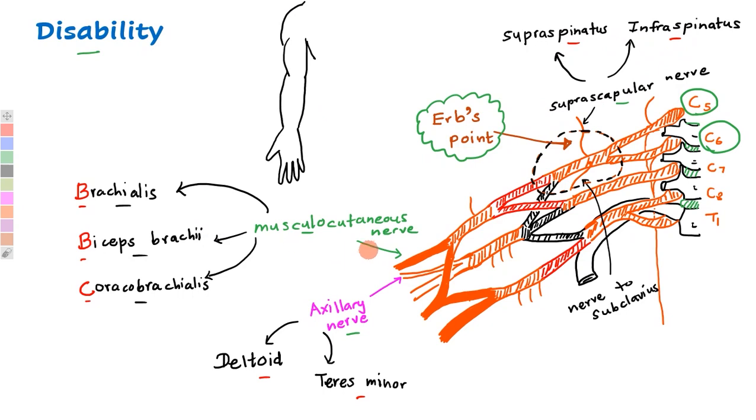Also, musculocutaneous nerve is the lateral cutaneous nerve of the forearm. So, it supplies the sensory branches or the cutaneous branches to the lateral half of the forearm, both anteriorly and posteriorly.